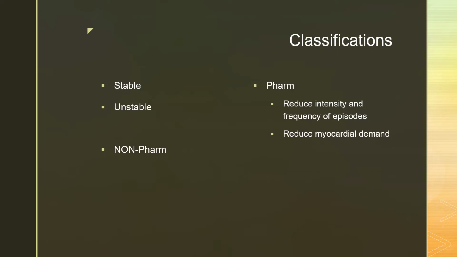When we're thinking about the pharm side of the house, it's going to do two things. Either reduce the intensity and frequency or reduce the myocardial demand on the heart. Ultimately, you want to terminate the acute episode and then slow the heart rate. Again, decrease that demand of oxygen for the heart. Slow the heart rate, reduce the preload. Some may reduce contractility and lower the blood pressure, which is going to reduce the afterload.